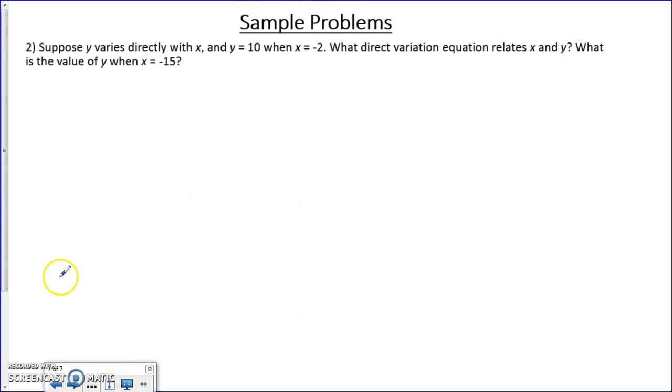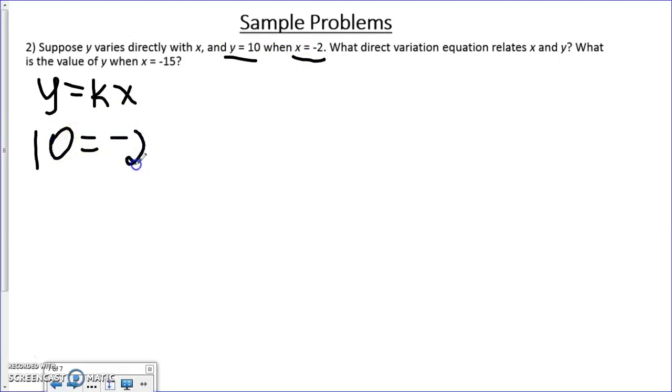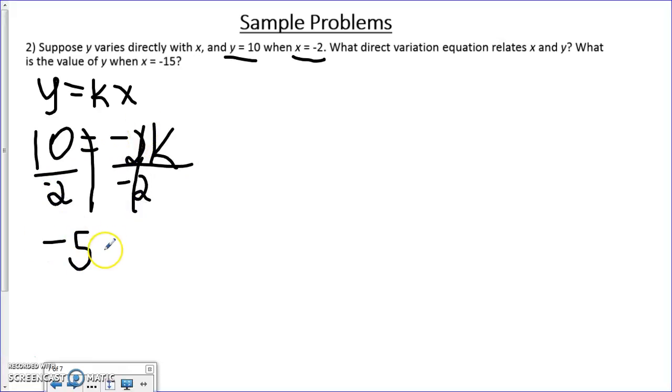Let's do one more. It says, suppose y varies directly with x and y equals 10 when x is equal to negative 2. What direct variation equation relates x and y, and what is the value of y when x is equal to negative 15? So let's start off with y equals kx, which is the direct variation equation. We know our y, we know our x, so let's substitute those values in. 10 equals negative 2 times k. And let's solve for k by dividing both sides by negative 2. So we get negative 5 equals k.